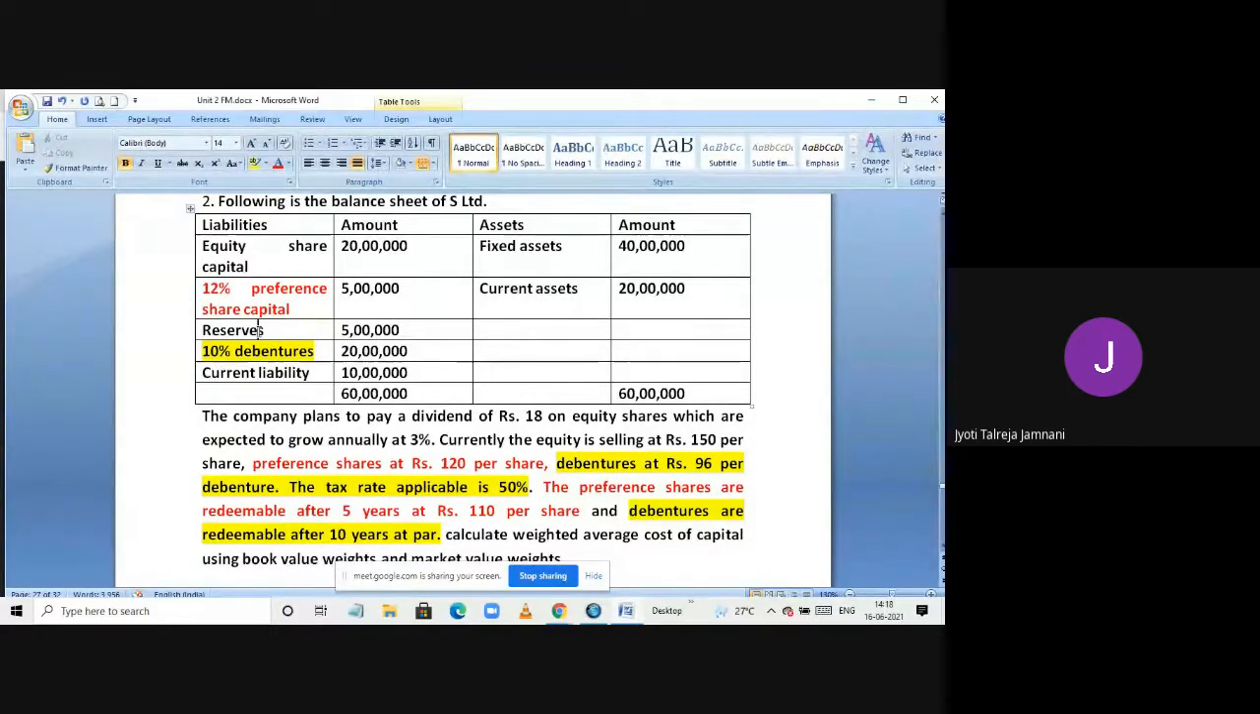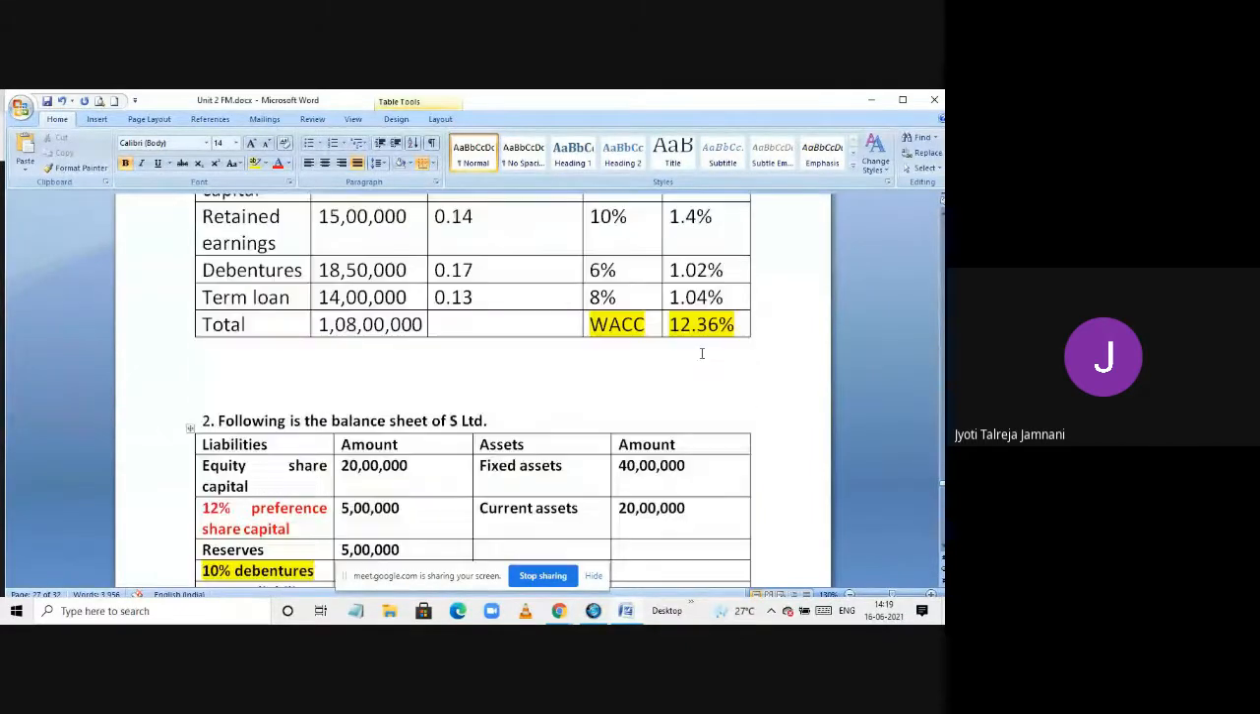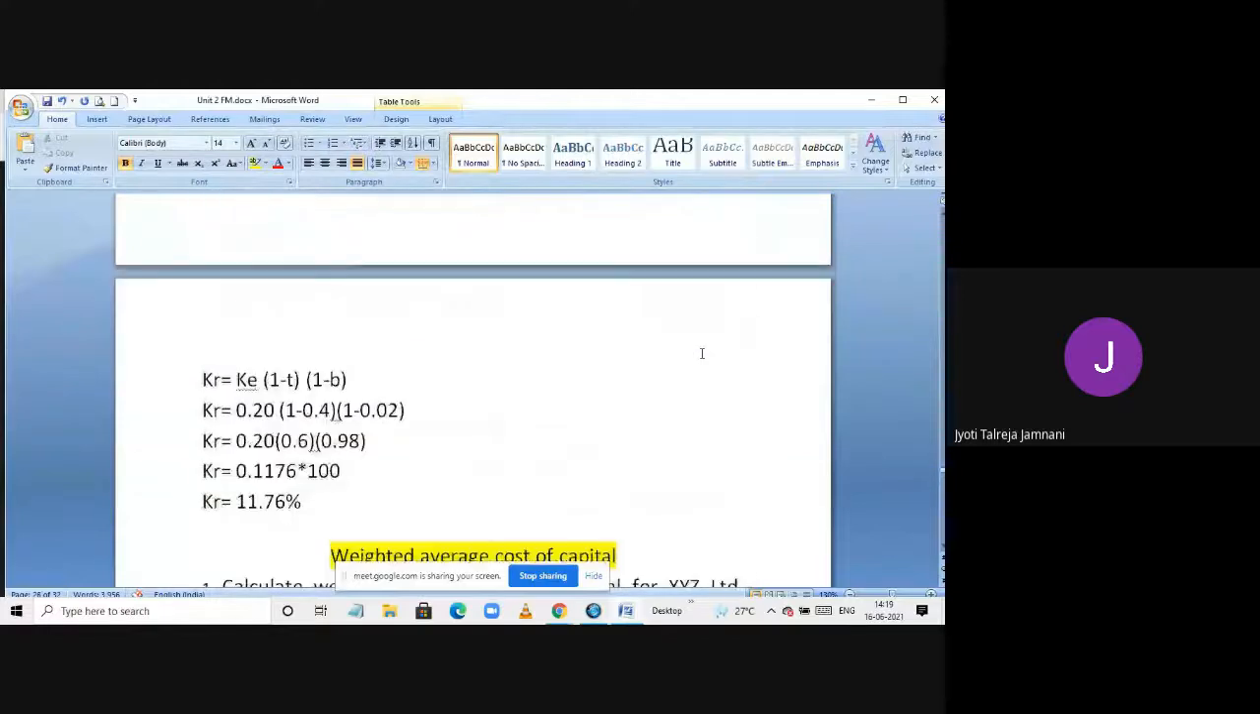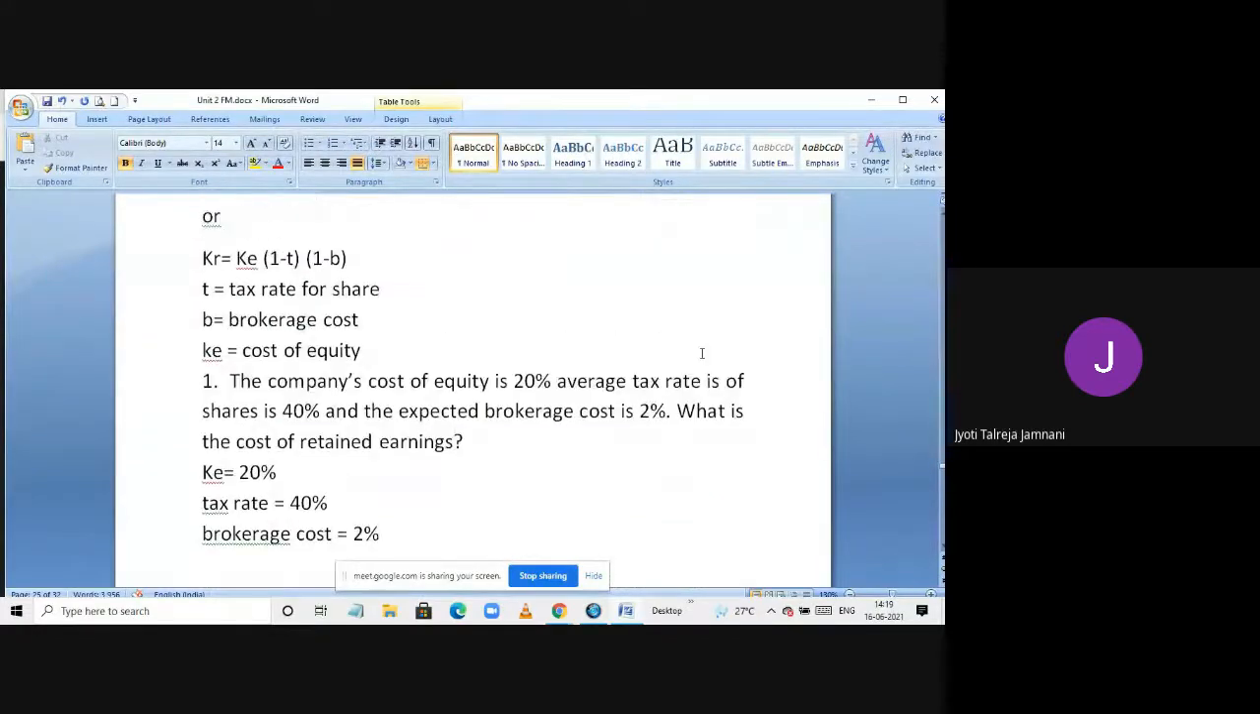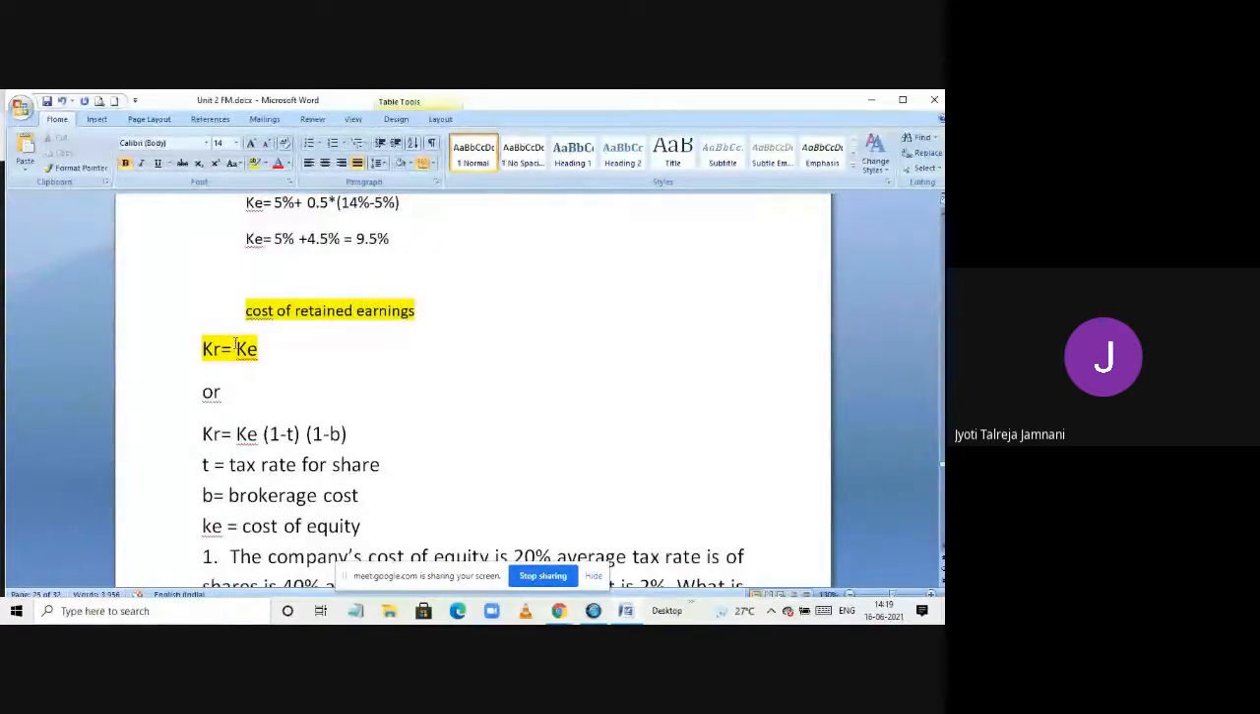Current liabilities we don't take because we are interested in long term capital. So what is left is only reserves. Reserves is nothing but retained earnings. So we have to find the cost of retained earnings. Can anybody tell me how to find the cost of retained earnings? KR is equal to... Remember, in my last class I taught you how to find retained earnings. Here it is. Remember this highlighted, KR is equal to KE.